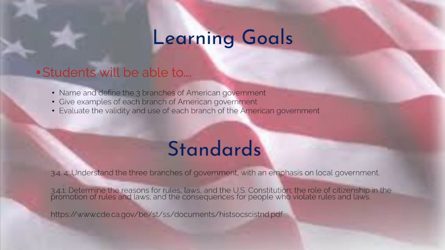So for the learning goals, students will be able to name and define the 3 branches of American government, give examples of each branch of the American government, and evaluate the validity and use of each branch of the government. It's 3.4.4, understand the 3 branches of government with an emphasis on local government, and then 3.4.1, determine the reasons for rules, laws, and the U.S. Constitution, the role of citizenship in the promotion of rules and laws, and the consequences for people who violate rules and laws.